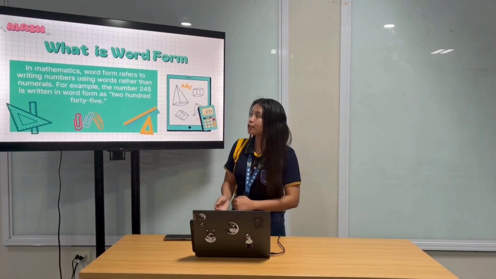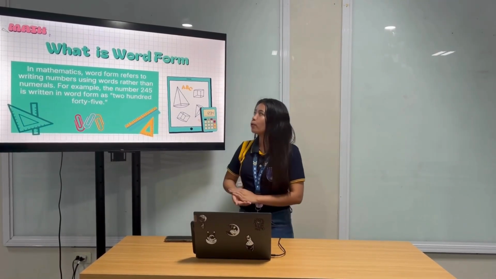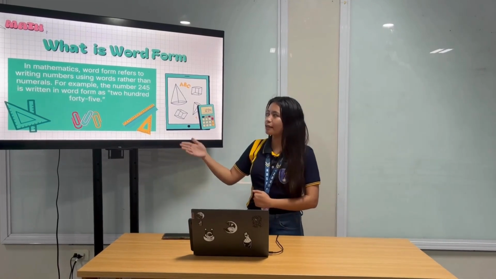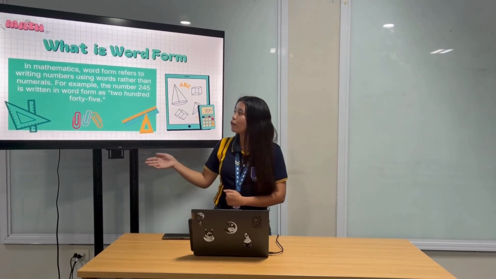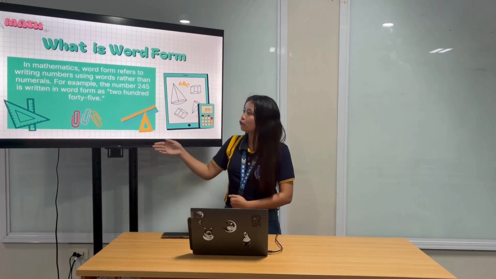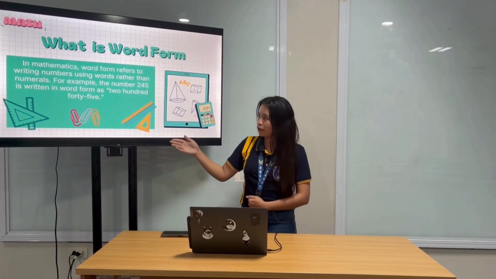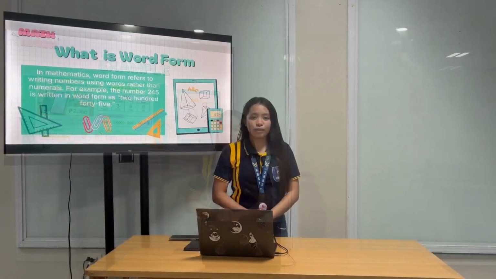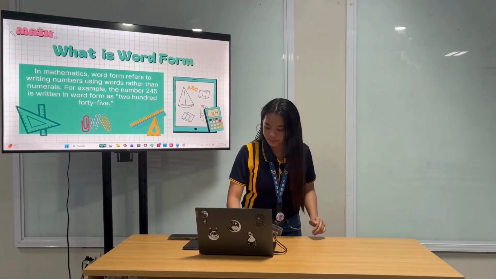Now, let's move on to word form. What is word form? In mathematics, word form refers to writing numbers using words rather than numerals. For example, the number 245 is written in word form as two hundred forty-five. Here's another example.